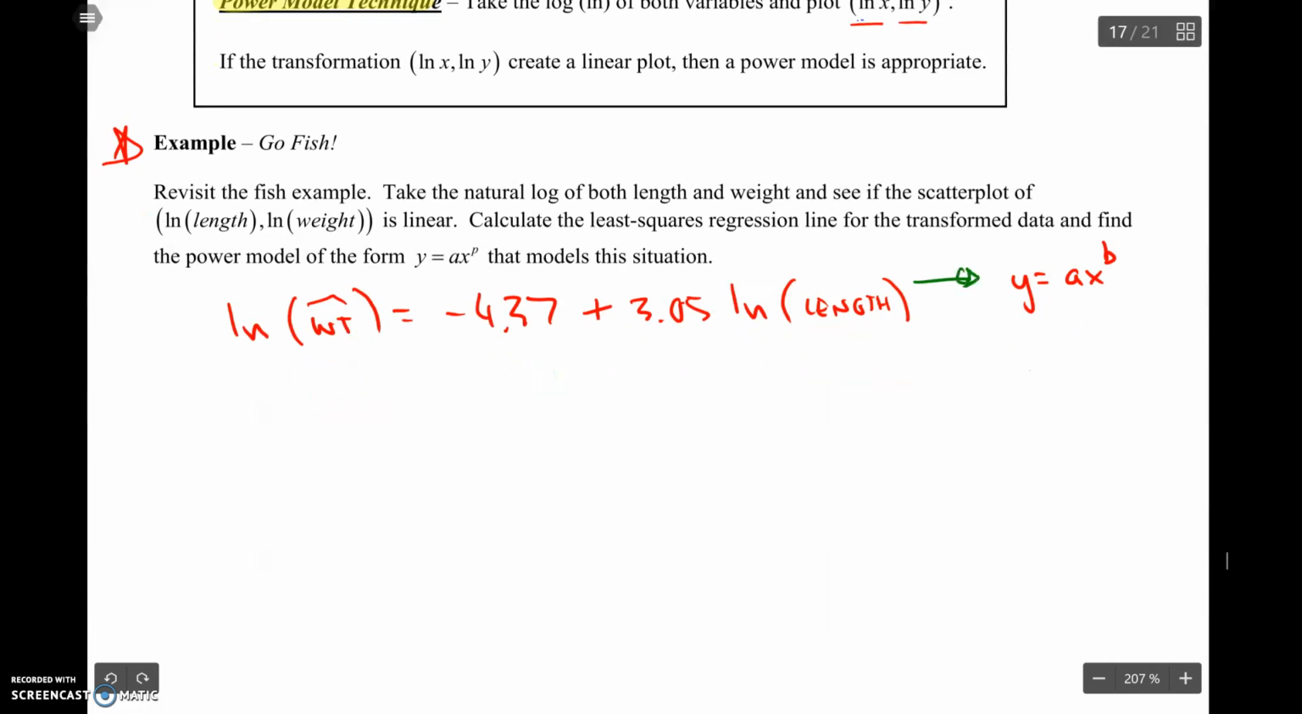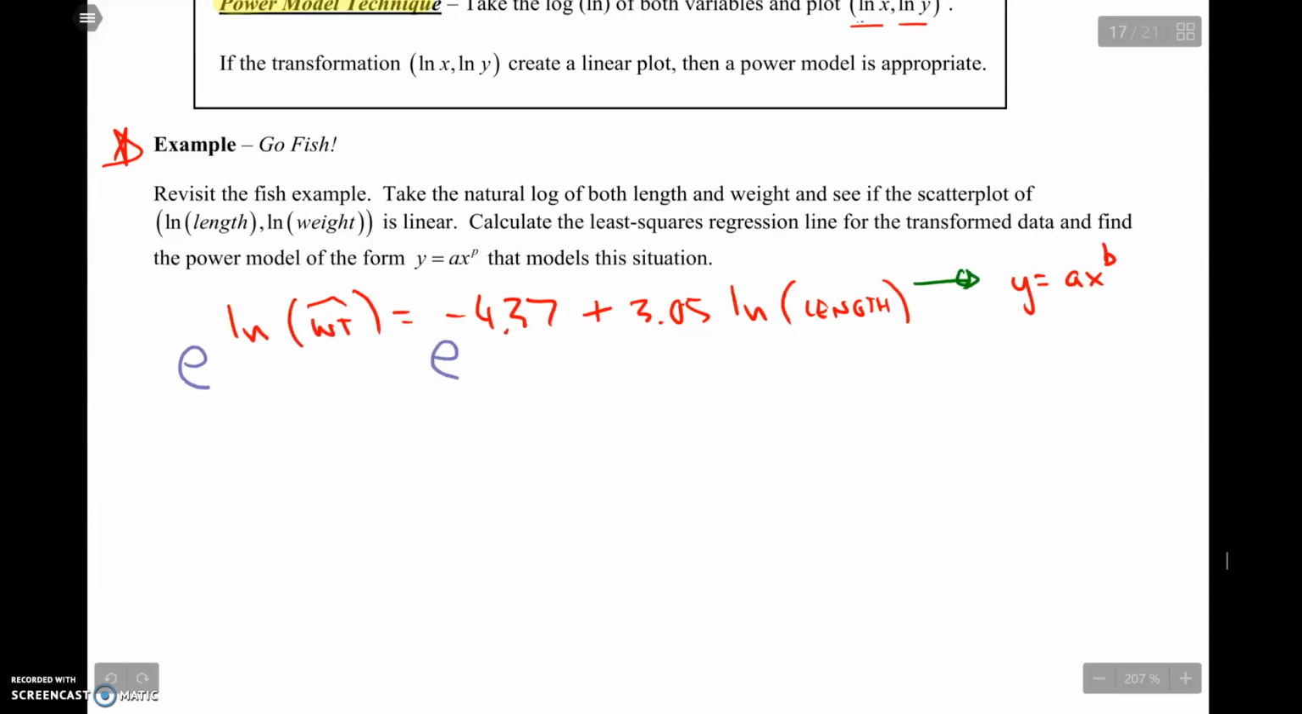That's something I don't think you'll have to do on the AP test, but I do require it on my test, so make sure you know how to do that. In order to do this, we need to solve it for weight. So let's exponentiate both sides using a base of e, or "it," as we sometimes say in our math classes. That leaves me with this. So how do I handle e raised to that entire power?